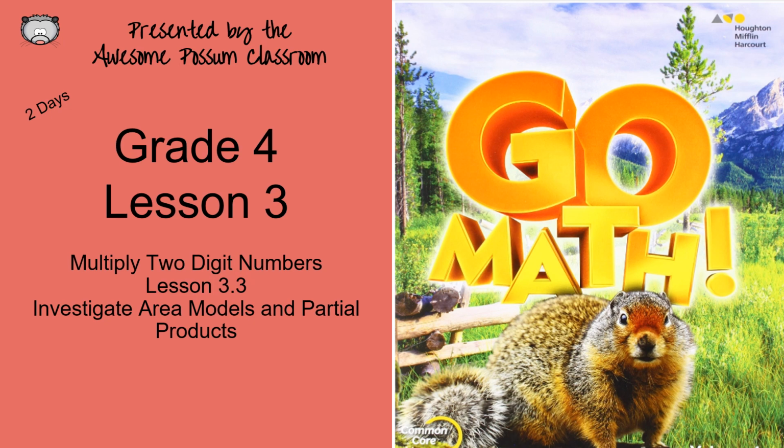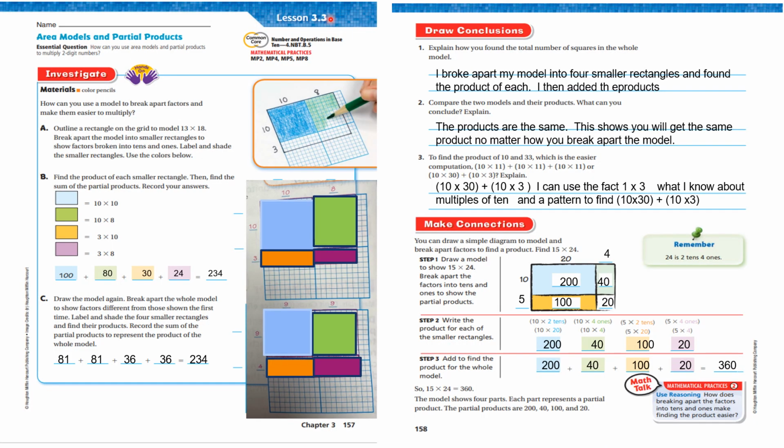This is Go Math, grade 4, lesson 3, multiply two-digit numbers. This is lesson 3.3, investigate area models and partial products. Our essential question is, how can you use area models and partial products to multiply two-digit numbers? Well, we're going to investigate.